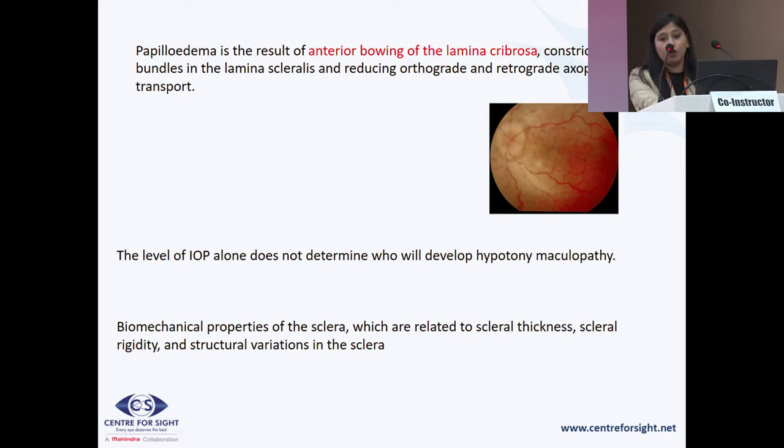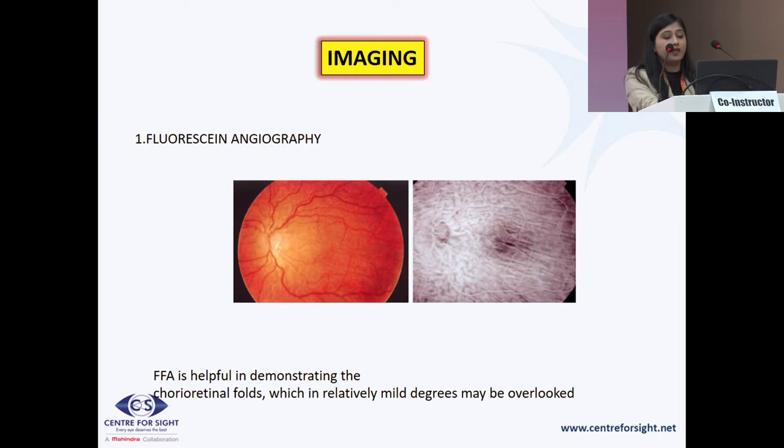It depends mainly upon the biomechanical properties of the sclera, that is the scleral thickness or scleral rigidity. Therefore, young patients or high myopes have thin sclera and low scleral rigidity, and they are more prone to develop maculopathy. We can use imaging techniques to see the chorioretinal folds.